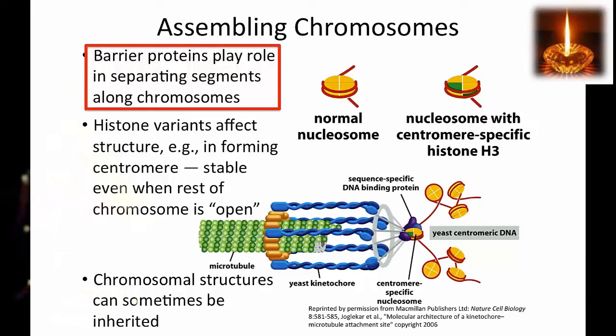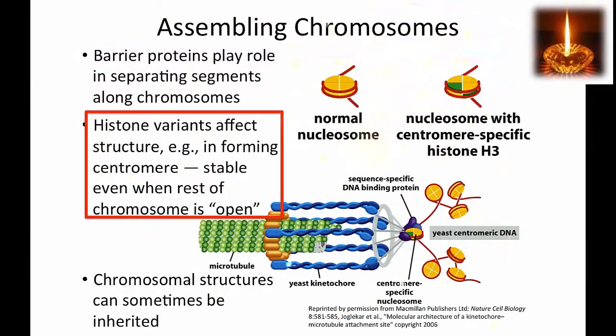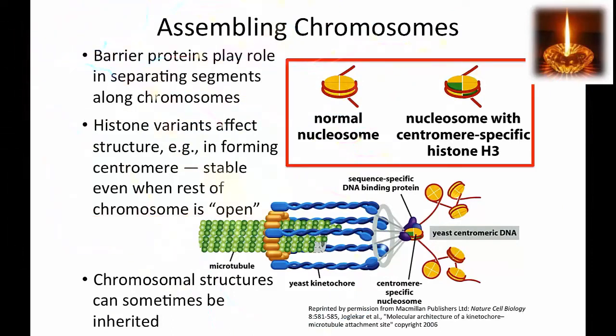Now, it turns out that barrier proteins also play a role in separating segments along chromosomes that may be involved in different activities. And what we're going to look at is histone variants that are involved in forming the centromere. This is a stable, condensed structure, even when the rest of the chromosome is open. And this is the point at which microtubules and other things make contact. So we have normal nucleosomes and nucleosomes with these centromere-specific histone H3 molecules. And they have different properties.